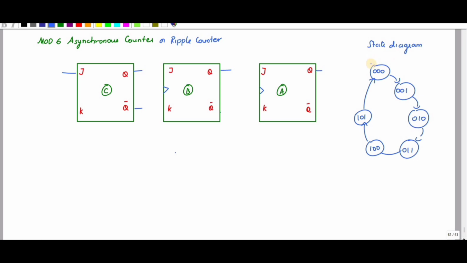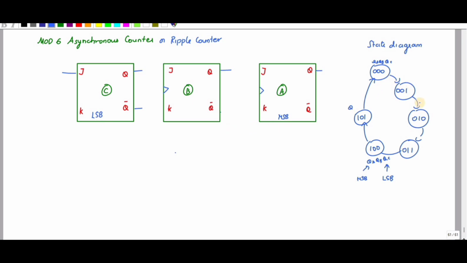So for this one it is nothing but QA QB QC, right? This is QA, QB and QC. Here QA is nothing but your MSB and QC is nothing but your LSB. Okay, so for designing this you require 3 JK flip-flops, which are QA, QB and QC. You have to write the MSB here and the LSB here.